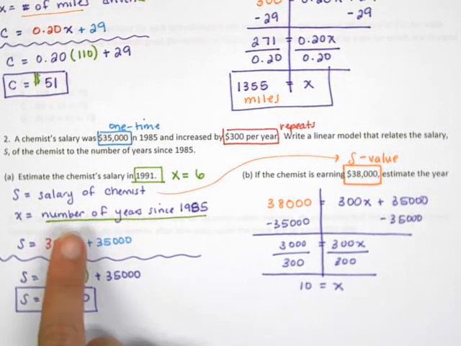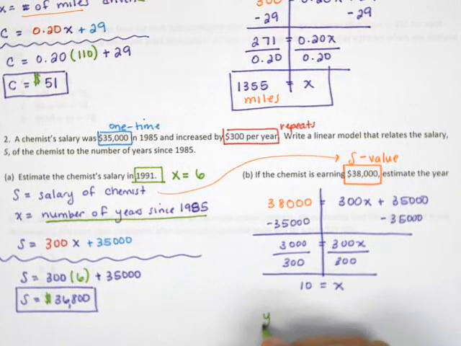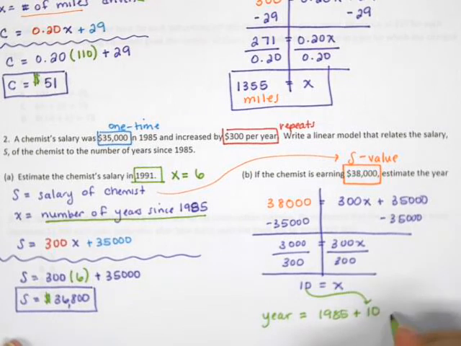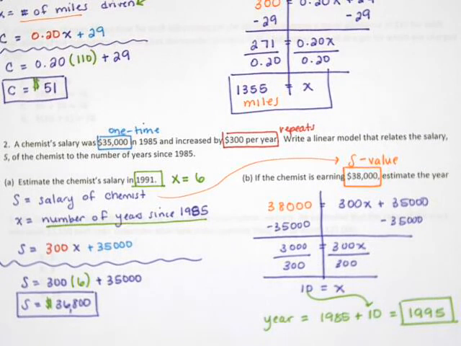x is the number of years since 1985. So if it says estimate the year, and I just say x is 10, then that's kind of like saying it's year 10, like 10 years after BC. What we really mean here is that it's been 10 years since 1985. So the year would equal 1985 plus 10, because it's been 10 years, which means now it's going to be 1995. And that would be your final answer.